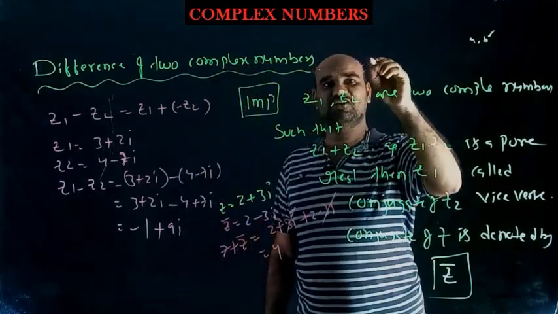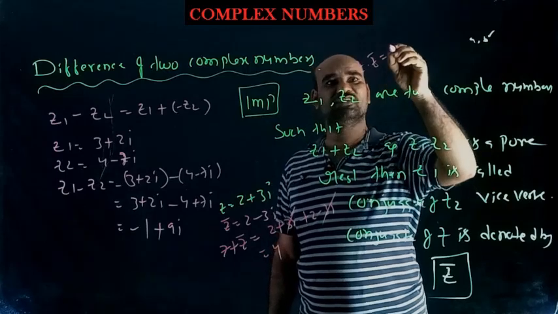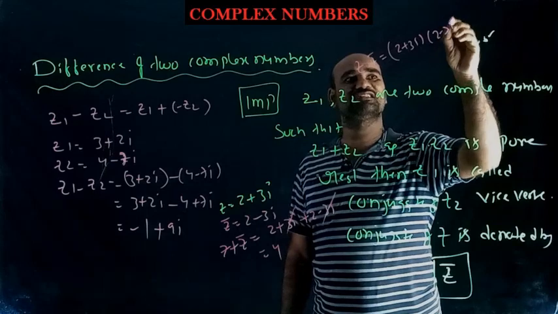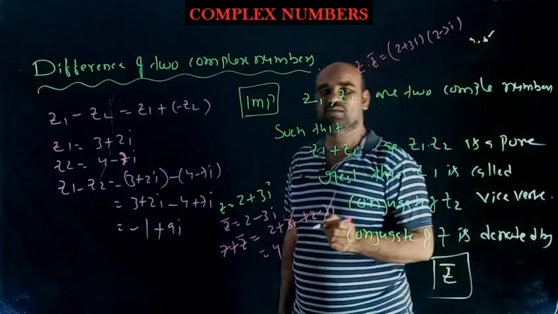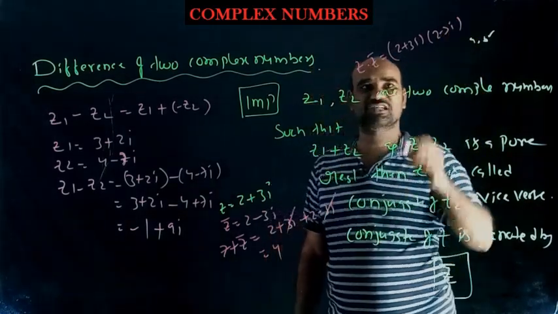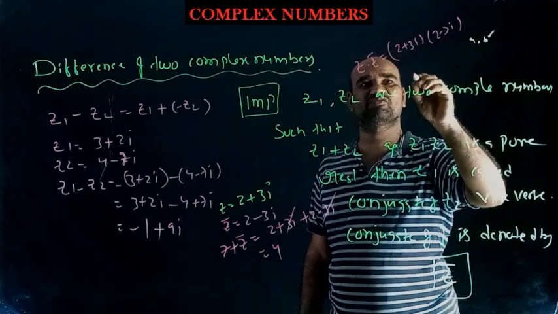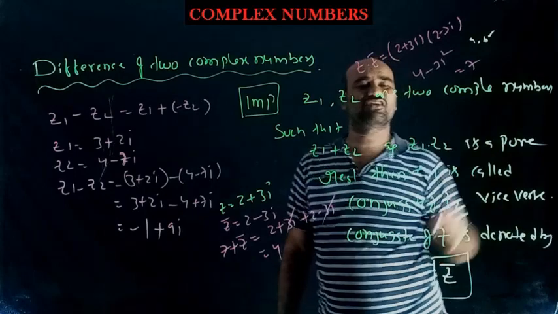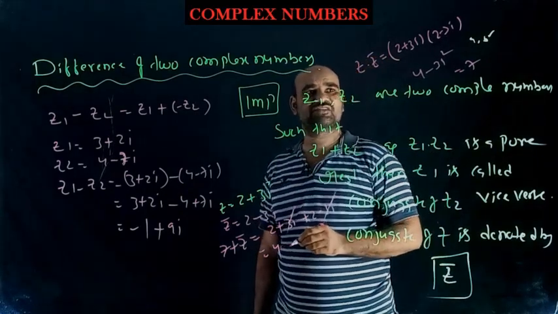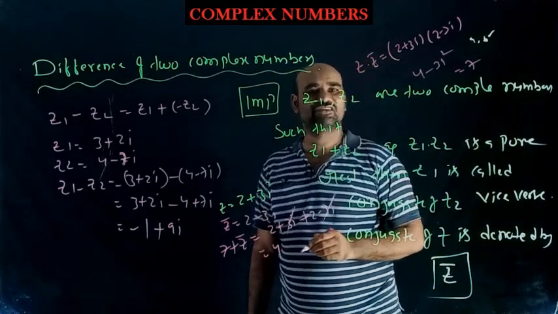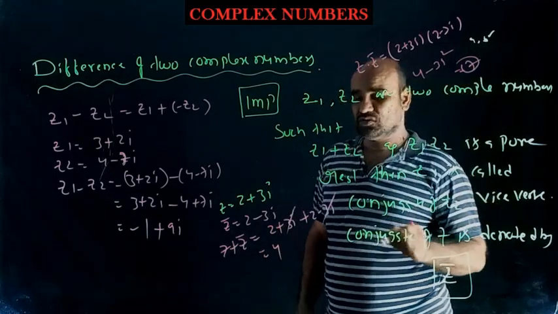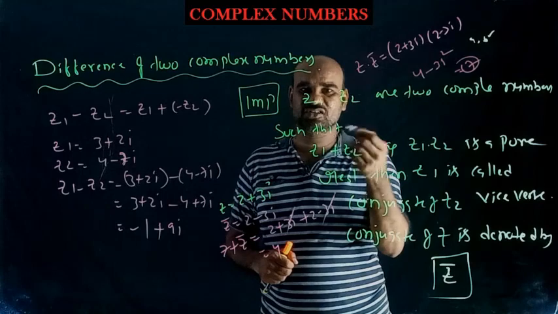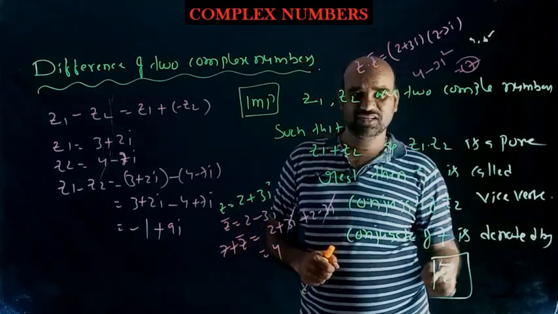Okay, Z into Z bar equals 2 plus 3 iota into 2 minus 3 iota. Already explained, all the properties of real numbers are applicable in complex numbers also, just like a plus b, a minus b, a square minus b square. 4 minus 3 iota square, that is equal to 13. Iota square is minus 1. So minus 1 times minus 9, 4 plus 9, 13. So what happened? A pure real number. In such situations, Z2 is called the conjugate of Z1, and Z1 is called the conjugate of Z2. Symbolically we write Z bar.